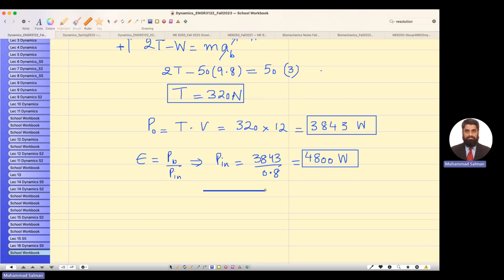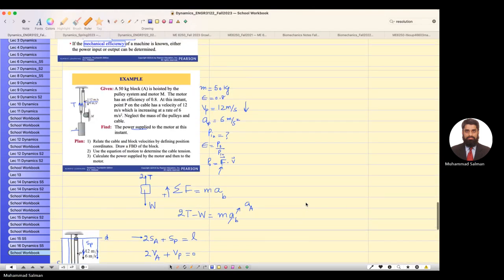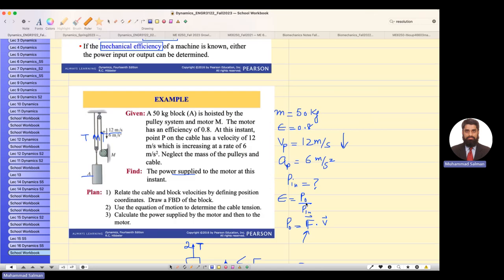Any question, ladies and gentlemen? Have you understood this problem? Will you be able to solve such a problem in your coming quiz? You have a question?